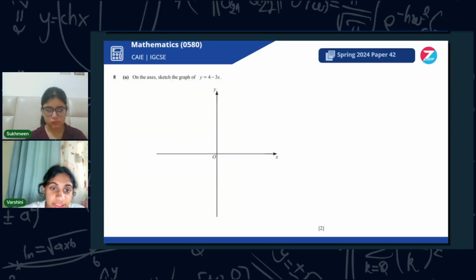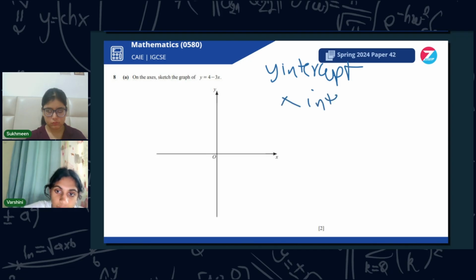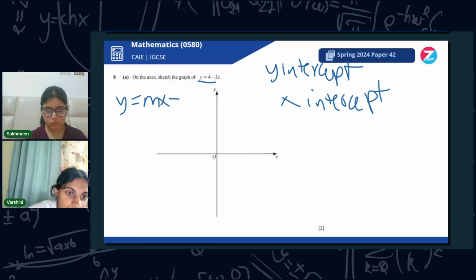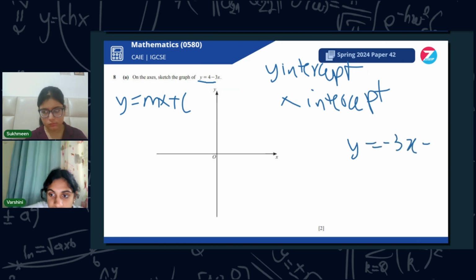On the axis, sketch the graph of y equals 4 minus 3x. Remember for this, we don't need every single plot and every single value. All we need is the y-intercept and the x-intercept. First, let's find the y-intercept. Let's rearrange this first, y equals 4 minus 3x, into the formula y equals mx plus c. We need to put the x term first, so we can say y equals minus 3x plus 4.